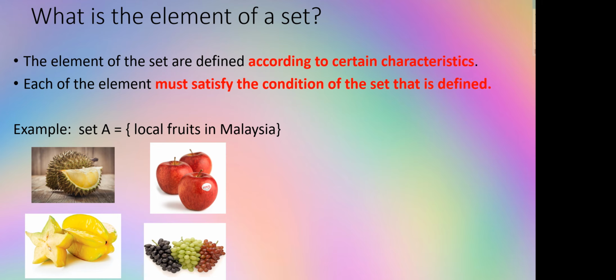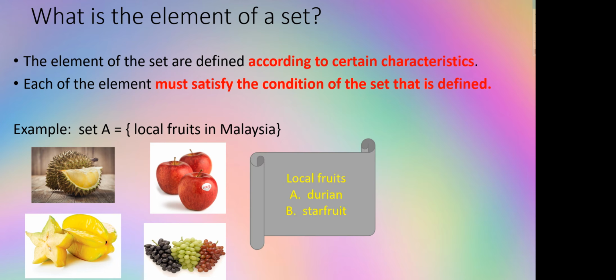Please remember, the elements that you define must be according to a certain characteristic. And now the characteristic that I need is local fruit in Malaysia. Well, I think students already have your answer. Let's check your answer. First, we check the local fruits. That will be the durian and star fruit. Next, the non-local fruits in Malaysia will be the apples and the grapes.